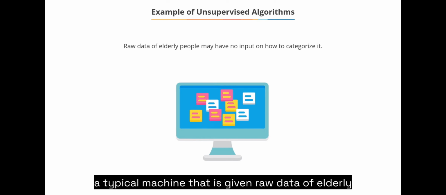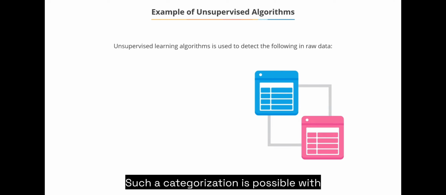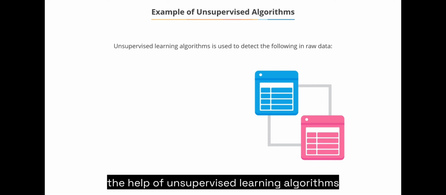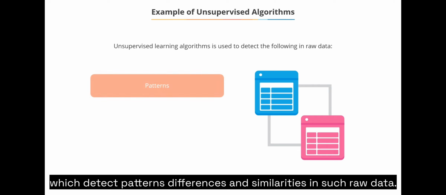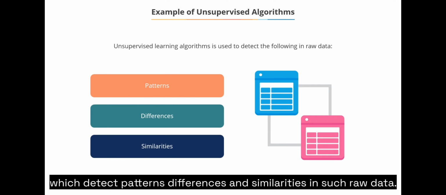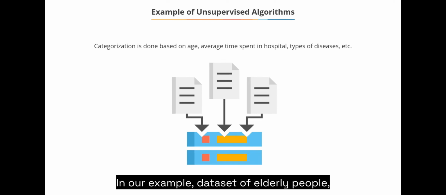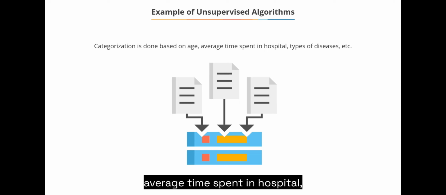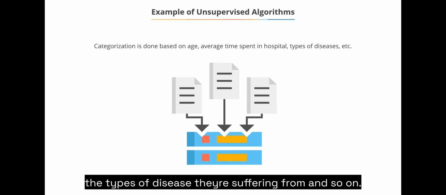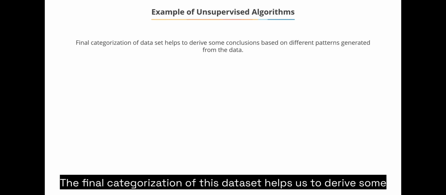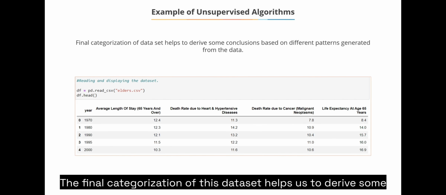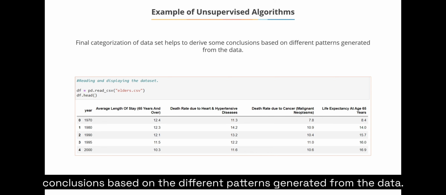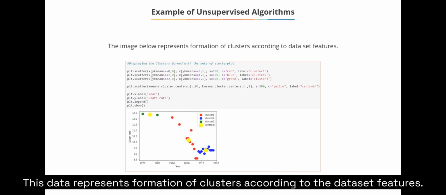A typical machine that is given raw data of elderly people may have no input on how to categorize it. Such a categorization is possible with the help of unsupervised learning algorithms, which detect patterns, differences, and similarities in such raw data. In our example, the dataset of elderly people, the categorization could be done based on age, average time spent in hospital, the types of disease they're suffering from, and so on. The final categorization of this dataset helps us to derive some conclusions based on the different patterns generated from the data. This data represents formation of clusters according to the dataset features.